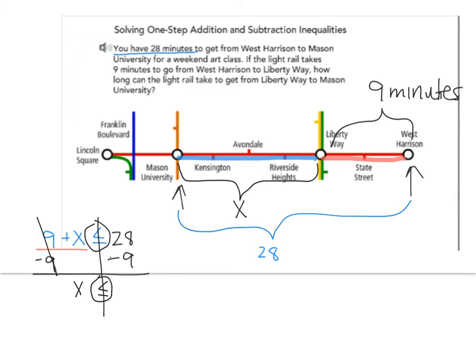Now, 28 minus 9 gives me 19. So my answer is that X is less than or equal to 19 minutes. So I have less than 19 minutes to get from Liberty Way to Mason University.